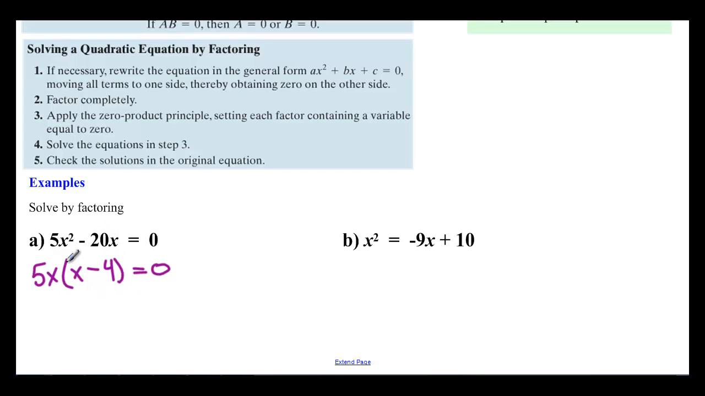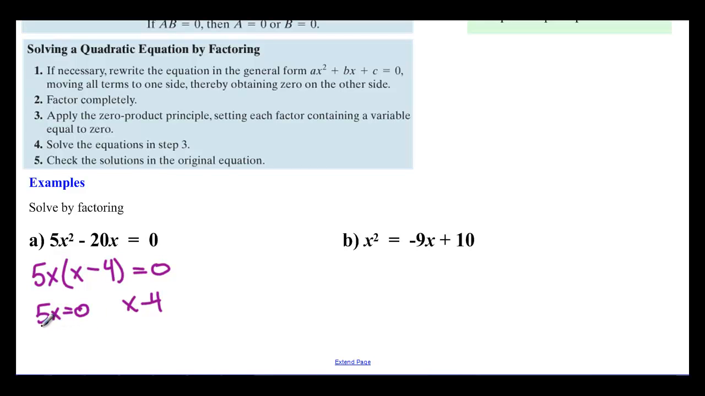So once we get to here, we're going to take each term and set it equal to 0. So I can take 5x and say that that equals 0, or I could have just done the x. Because technically this is 5 times x minus 4, where 5 would be a factor, x would, and then the x minus 4 would be. But if there's not a variable, then you would not set it equal to 0. For instance, if we only pulled out a 5, we would not say 5 equals 0.